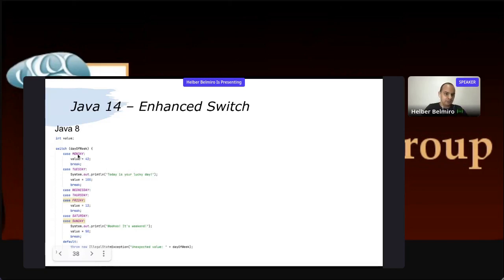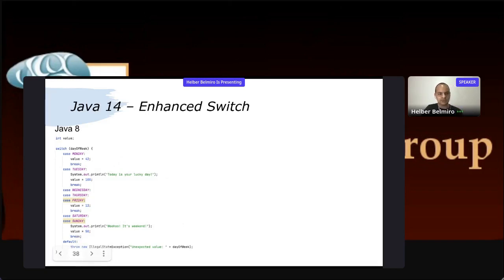For example, let's say we want to switch on the day of the week. In case of Monday, we would assign 42 to the variable value. In case of Tuesday, I would print, today is your lucky day, and I would assign 100 to my variable. In case of Wednesday or Thursday or Friday, value is equal to 12. And in case of Saturday or Sunday, I would print, woohoo, it's weekend, and I would assign 50 to my variable.